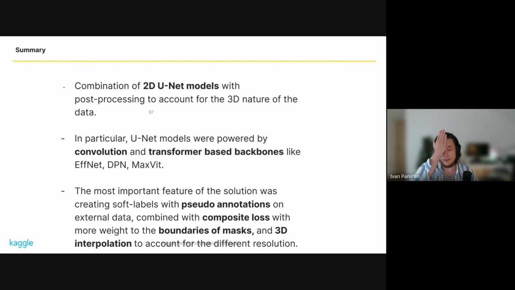Finally, I had 3D interpolation to account for different resolutions. So even in training, we had slightly different resolutions, but it was even more critical in terms of differences between public and private. So since these two scans are different in a 3D manner, I decided to use 3D interpolation, and it worked very nicely for me.